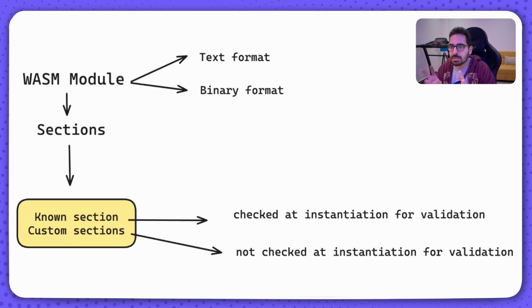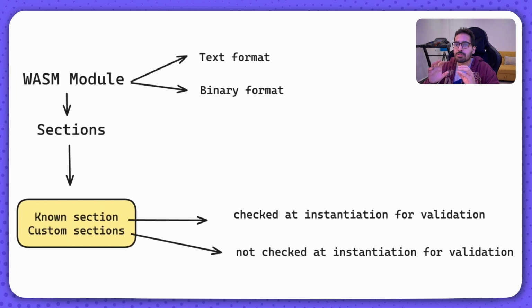So there are two types of representation. One is the text format, which is the WAT implementation. Another one is the binary format. But in order to understand this particular section of the Wasm module, we will see it from the text format, and then we'll do a WAT to Wasm conversion to compare how it looks in binary and how it looks in the text format.